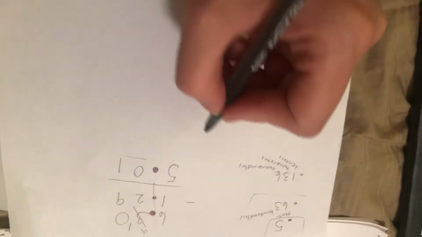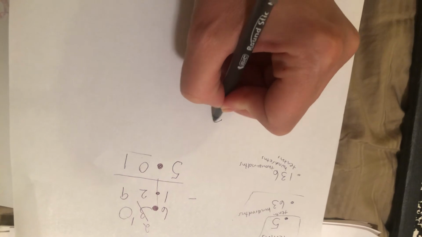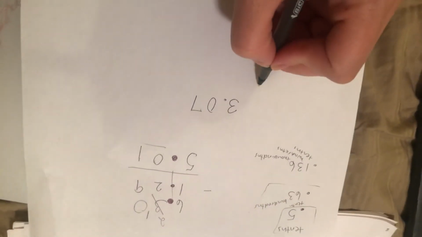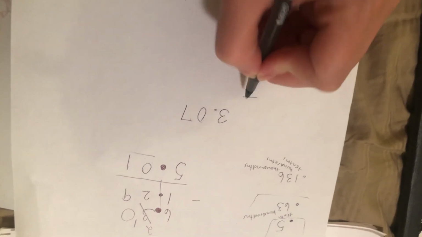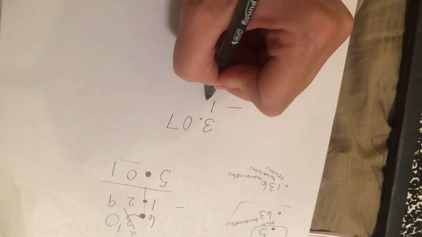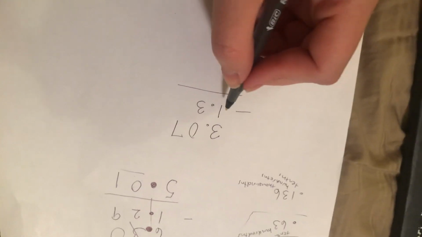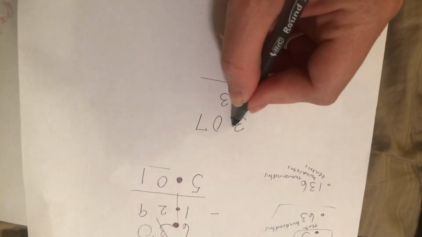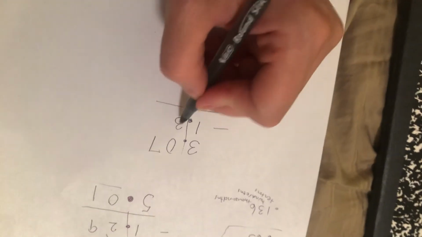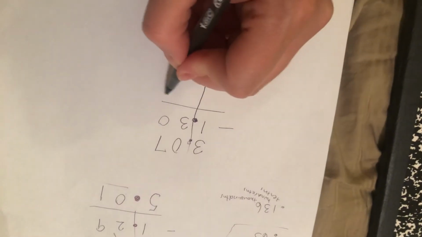I'll practice another example right here. Let's say I have 3 and 7 hundredths. Take away 1.3. I know 1.3 is less than 3 and 7 hundredths. So again, you want to always make sure your decimals are lined up. I can add a 0 here as a placeholder. Now I can subtract. 7 take away 0, 7.